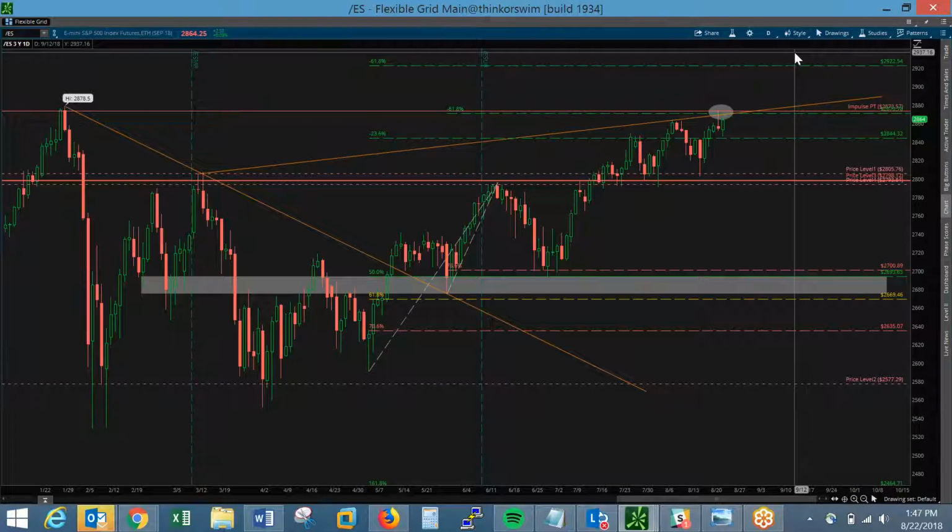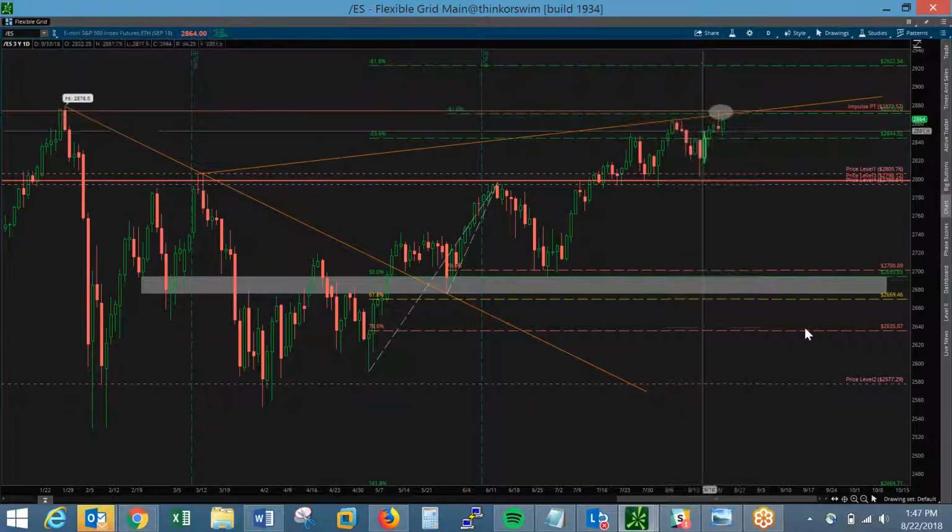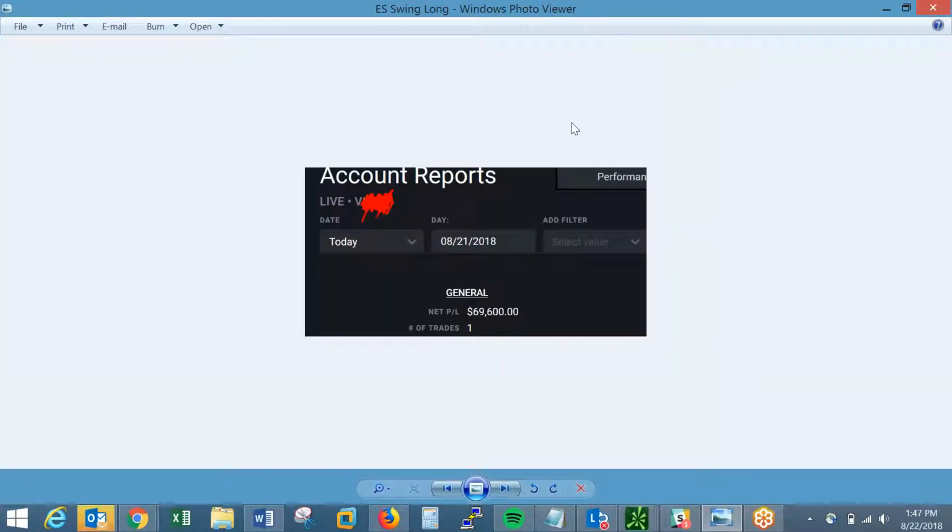Now, yesterday I showed profits briefly on it. I'm going to show the trade again just because a couple of people asked, who I'm sharing this video with outside of BTG. So this was the trade from yesterday. You can see that this is an account report from my swing account. The only trade that I took yesterday was taking that trade off, and it was just 69,600.